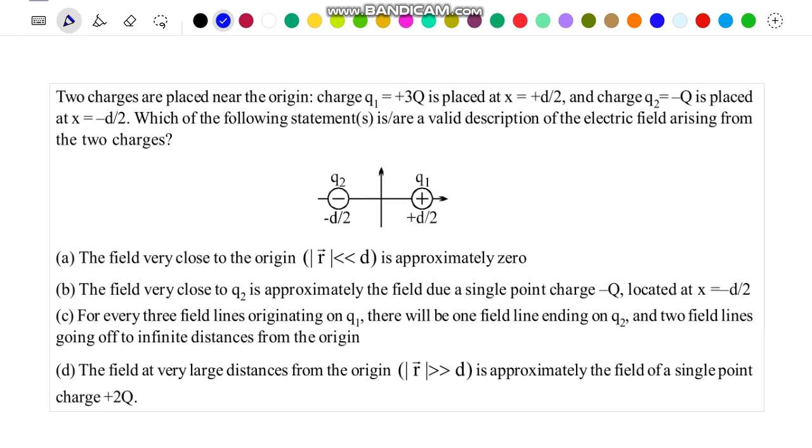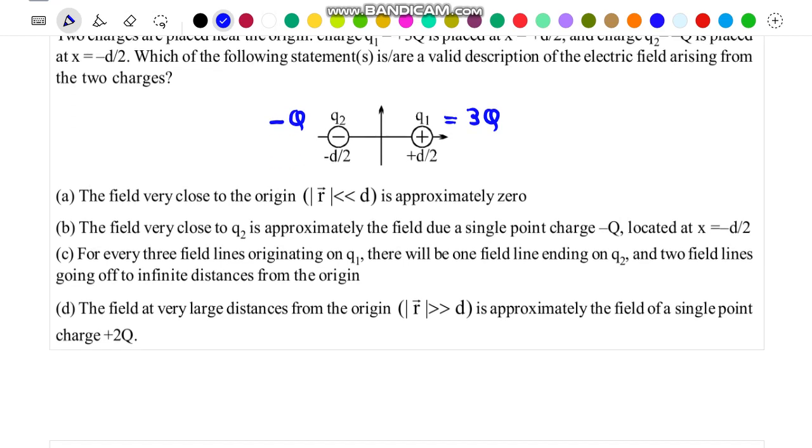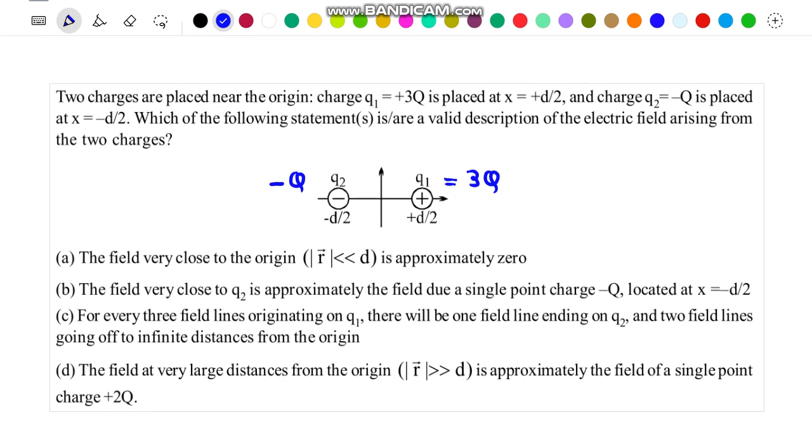Hello friends, in this problem there are two charges which are placed near the origin as shown. The value of charge q1 is equal to 3q placed at x equal to d by 2, while charge q2 is minus q placed at minus d by 2. Now we have to identify the correct statements from the given possible options. So let us start exploring all these options.